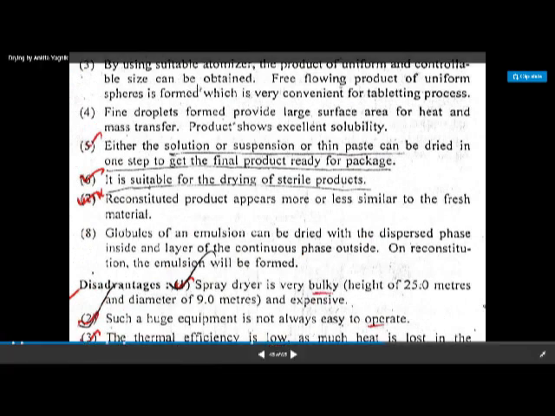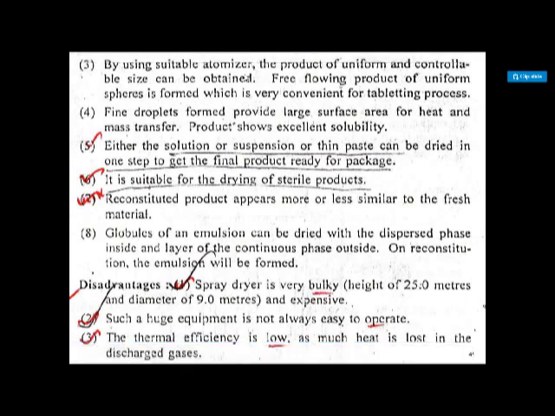Now next, by using this atomizer, you will get a product of uniform and controllable size, and the product will be free flowing, like Tata salt, right? So it is very free flowing, it will be uniform in nature, and it is very convenient for the tableting process. Fine droplets provide a very large surface area, and therefore the heat and mass transfer is excellent. In this case, the product you will get is excellent.